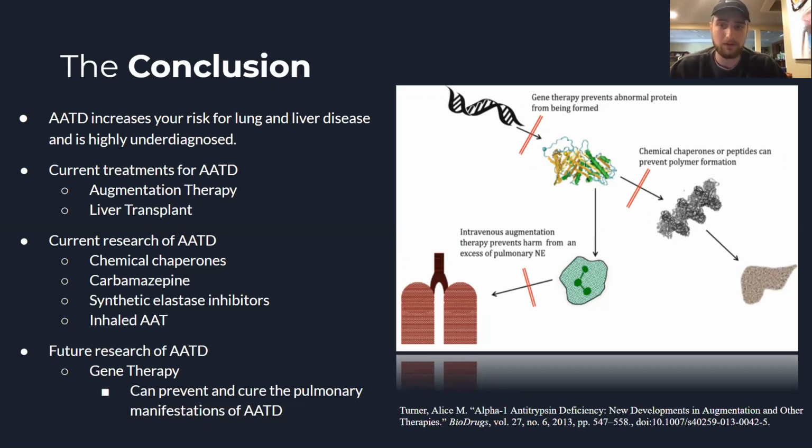The use of synthetic elastase inhibitors and inhaled AAT treatments are being investigated in their ability to reduce the effects of AATD in the lungs. Through the transduction of cells to secrete M-AAT, gene therapy is another promising strategy to prevent and cure pulmonary manifestations of AATD. Alpha-1 antitrypsin deficiency remains an important challenge for clinicians, as increased recognition is needed in order for emerging treatments to be effective in the future.